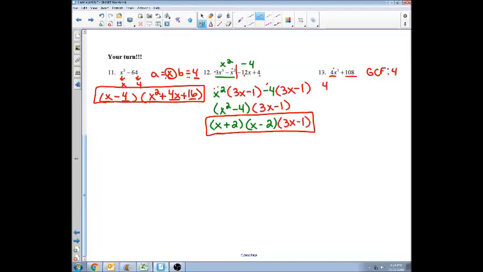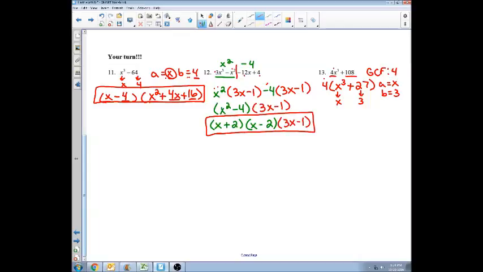What's 4x to the third divided by 4? It would be x to the third. What is 108 divided by 4? It would be positive 27. Well, x to the third is a perfect cube. The cube root of x to the third would be x. 27 is a perfect cube. The cube root of 27 would be 3. So my a is going to equal x. My b is going to equal 3.